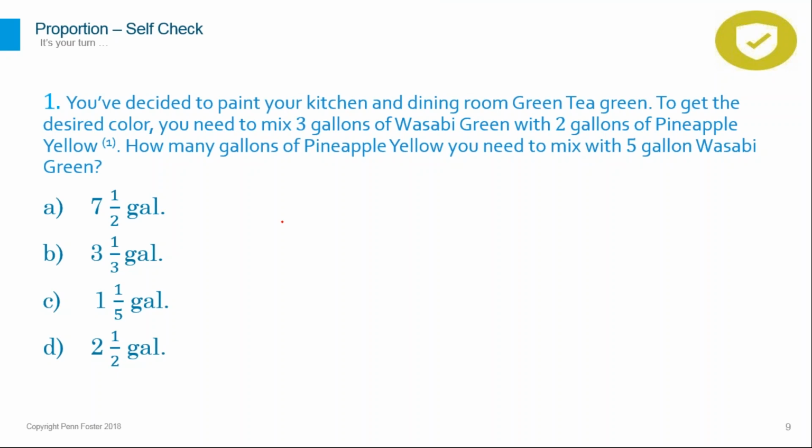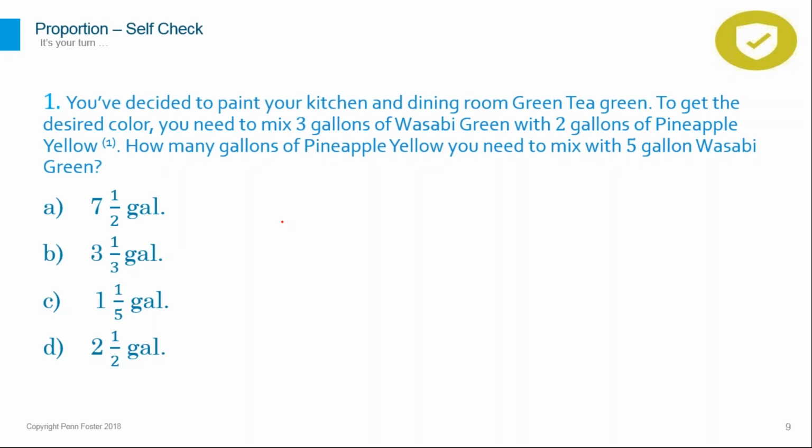So the question says that you've decided to paint your kitchen and dining room with green tea green. It's a color. To get the desired color, you need to mix 3 gallons of wasabi green with 2 gallons of pineapple yellow. How many gallons of pineapple yellow do you need to mix with 5 gallons of wasabi green? So now it's a proportion. It's obvious. You need to set up the proportion. I'm not going to change my screen yet. I'm going to give you a chance to look at the factual information: how many gallons of wasabi green and pineapple yellow have to be mixed in, and then how many gallons of pineapple yellow to be mixed in with 5 gallons of wasabi green to get to your desired green tea green.